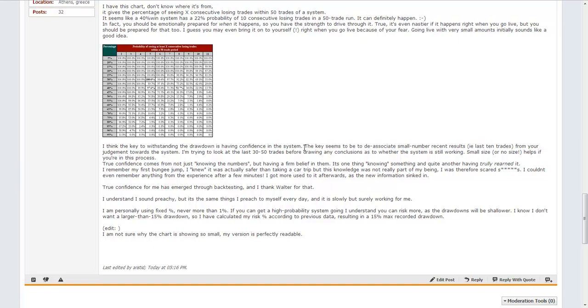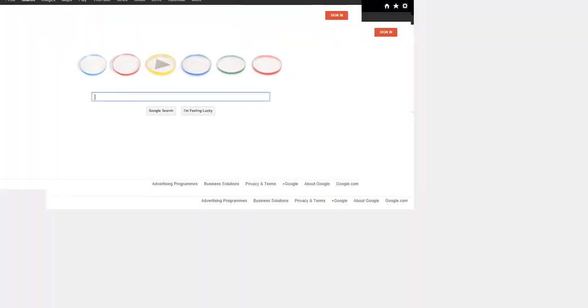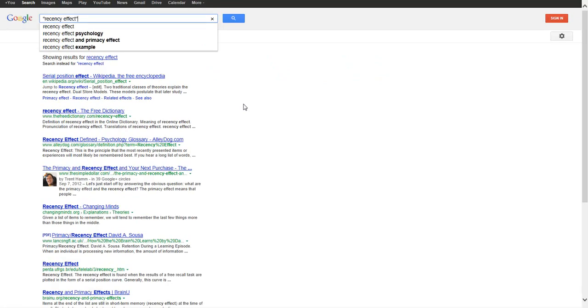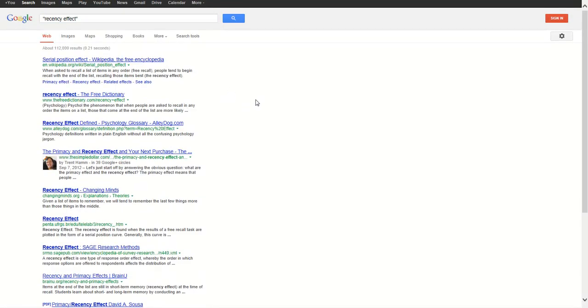And if you don't believe me, check this out. Look up on the internet, go ahead and Google recency effect. I haven't done this, I just thought of this right now. But this is a psychology principle. Well, serial position effect. It's similar, but here we go.